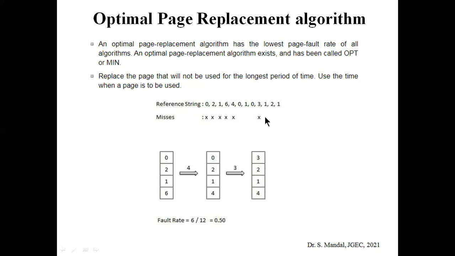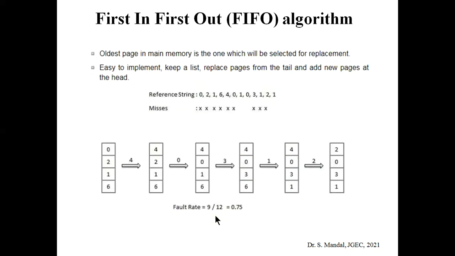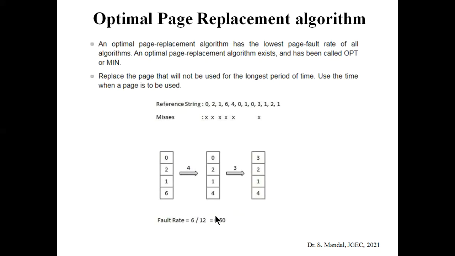Next one is already present, 2 is already present, 1 is already present, that means there is a hit. You can see that the total number of faults or misses here is 1, 2, 3, 4, 5, 6, total 6. So the fault rate is 6 by 12, that is 0.50. Observe that in the earlier case of FIFO, the fault rate is 0.75. That means the optimal page replacement algorithm has better performance than the FIFO algorithm.